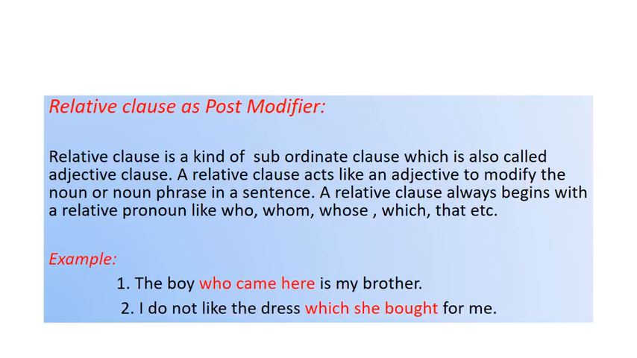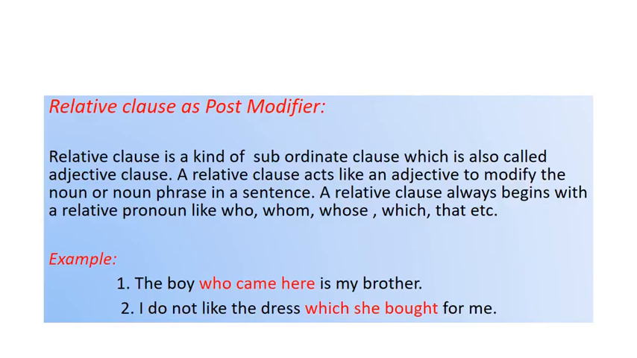Now, the use of relative clause as post modifier. At first, you need to know what is a relative clause. A relative clause is a kind of subordinate clause which is also called adjective clause. A relative clause acts like an adjective to modify the noun or noun phrase in a sentence. A relative clause always begins with relative pronoun like who, whom, whose, which, that, etc.